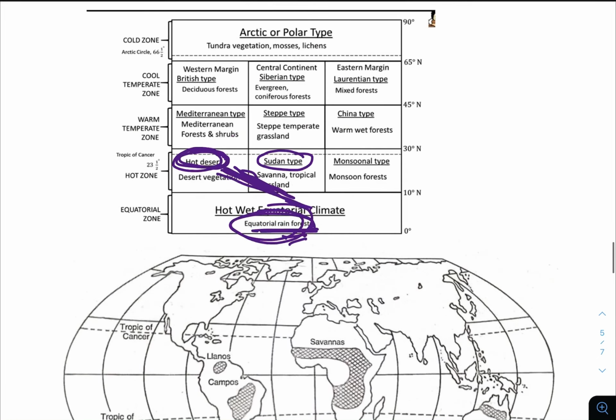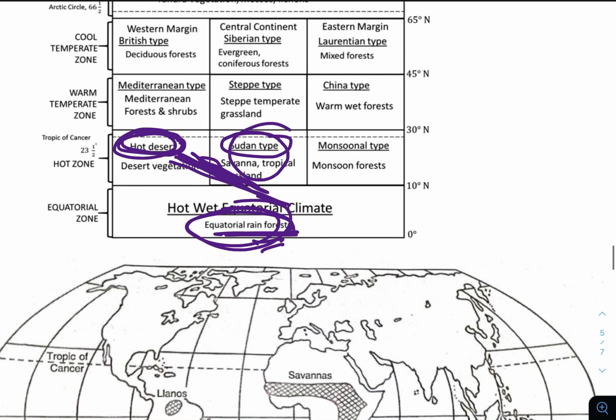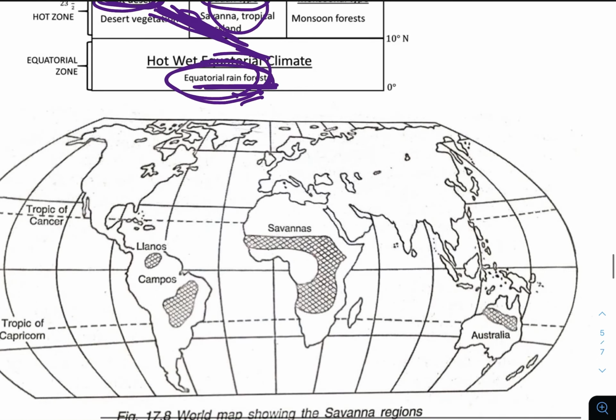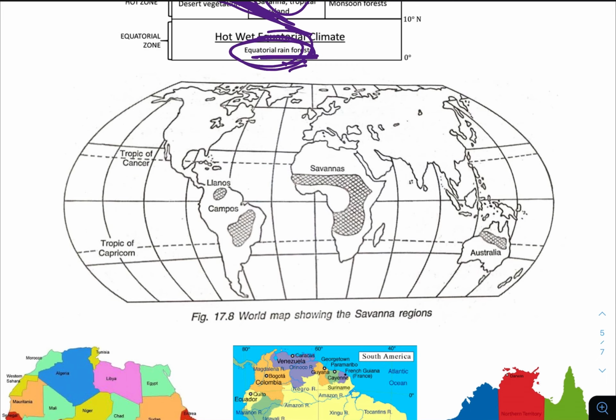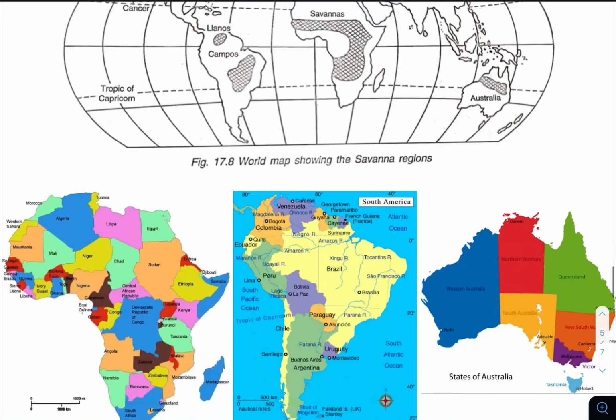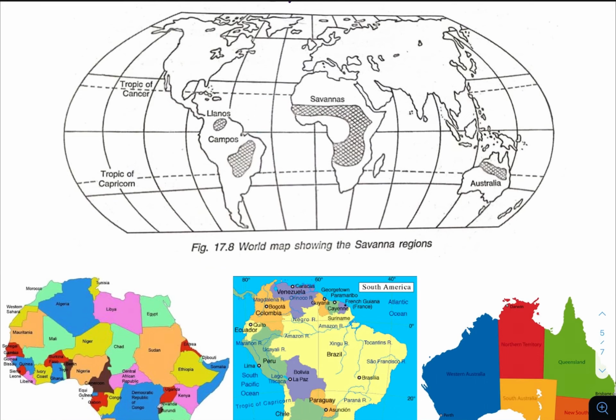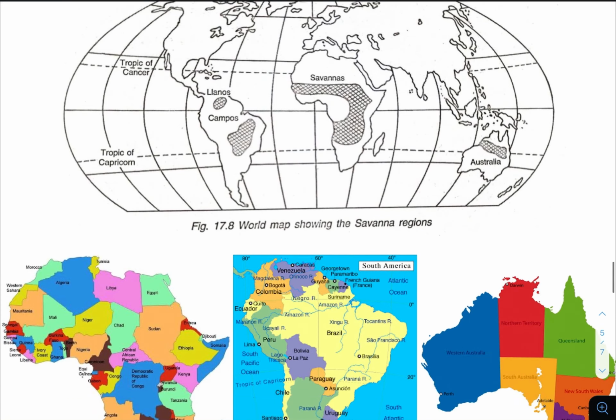The second point you have to remember is that this Sudan type of climate lies between 10 degrees and 20 degrees north and south latitude. We are talking about the latitudinal extent, that the limit will be between 10 degrees to 20 degrees north and south latitude. And these regions basically lie inland from the coast.